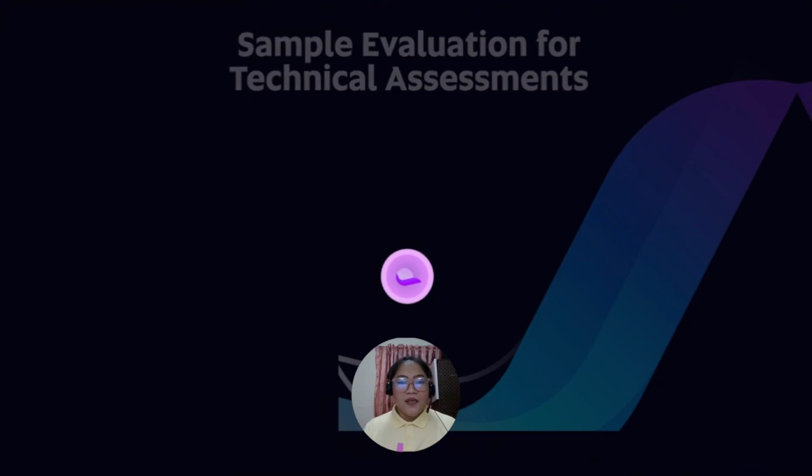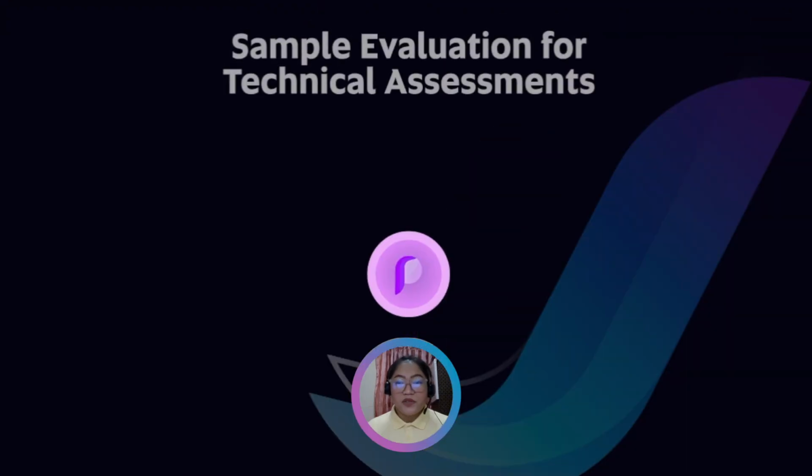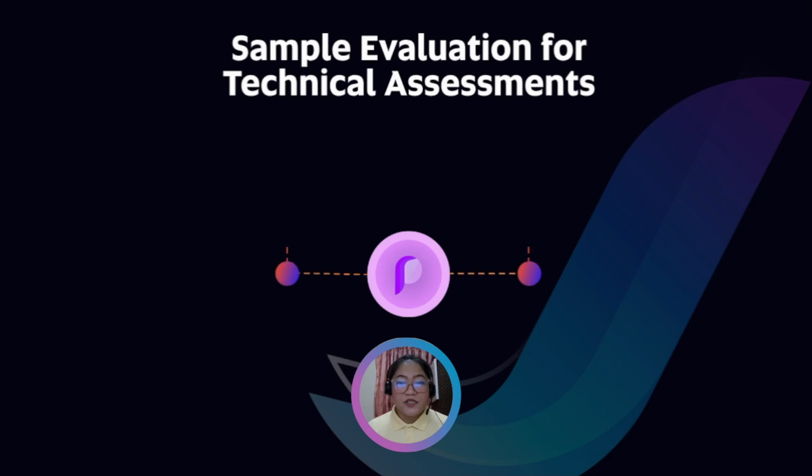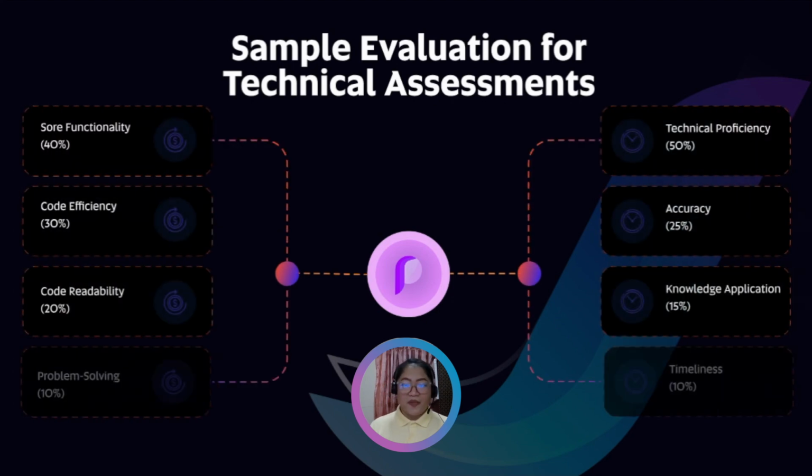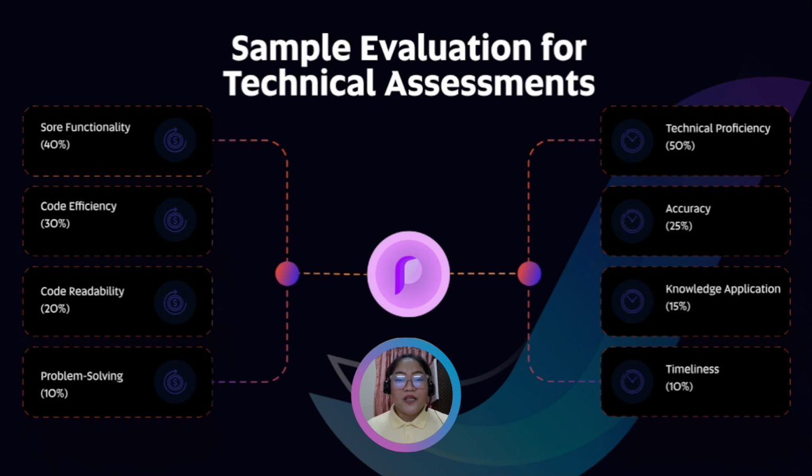Let's look at some sample evaluation criteria for technical assessments to see how you can measure candidate skills effectively. One, sample evaluation criteria for coding challenges. Code functionality, 40%. This criterion assesses whether the code correctly solves the problem and produces accurate results. It's crucial that the solution works as intended.